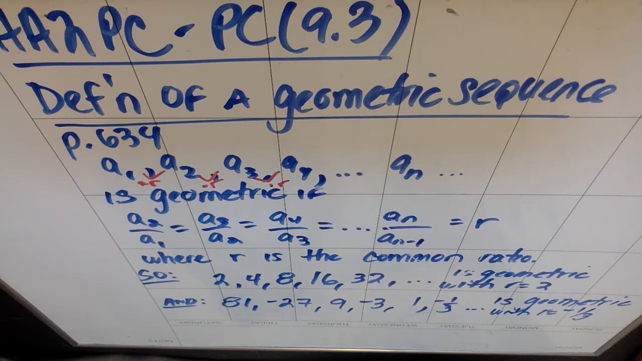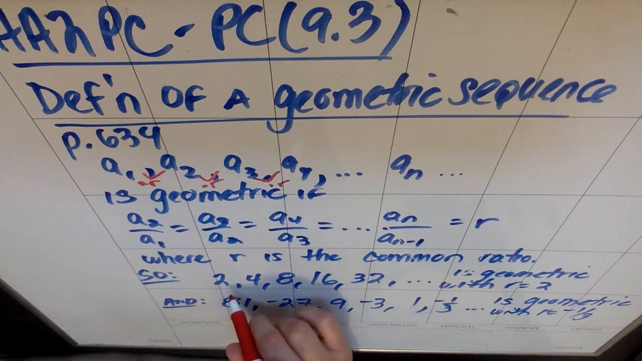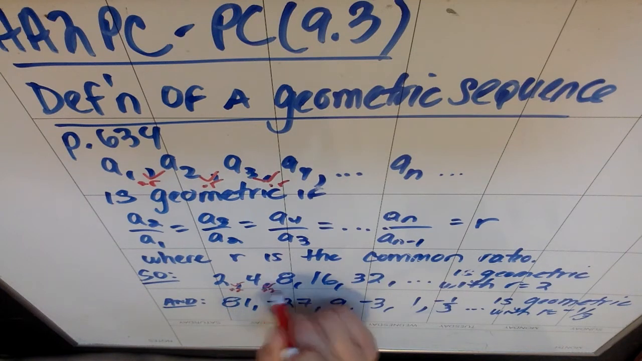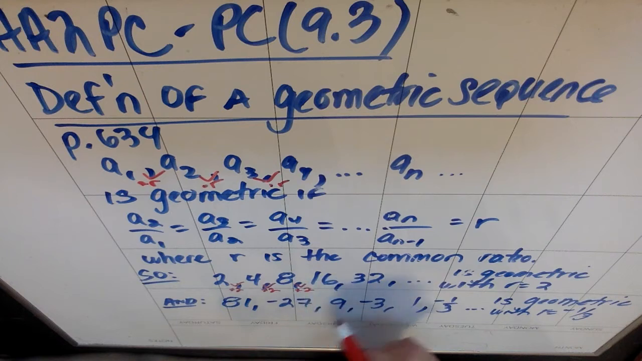So, for example, 2, 4, 8, 16, 32 is a geometric sequence with r being 2, because if I multiply 2 times 2, I get 4. And if I multiply by 2 again, I get 8. And if I multiply by 2 again, I get 16. And if I multiply by 2 again, I get 32, right? Now you can find that ratio by doing 4 over 2, or 8 over 4, or 16 over 8, or 32 over 16, right? So my r is 2.